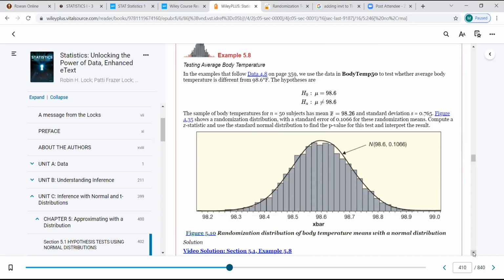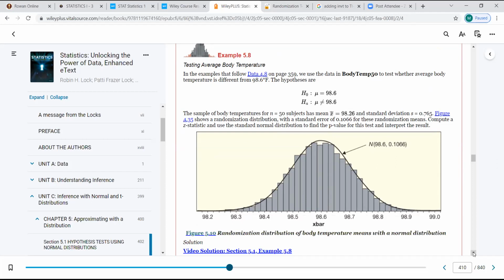Here's another example. This has to do with body temperature, right? Normally, body temperature for a human is 98.6, the inner core body temperature. And the alternative hypothesis in this case is, do people in general have a different body temperature? So it's not really 98.6, it's something different. It's either less than 98.6 or it's greater than 98.6.